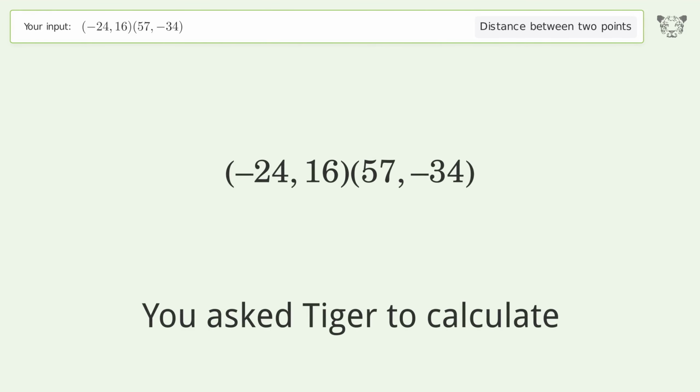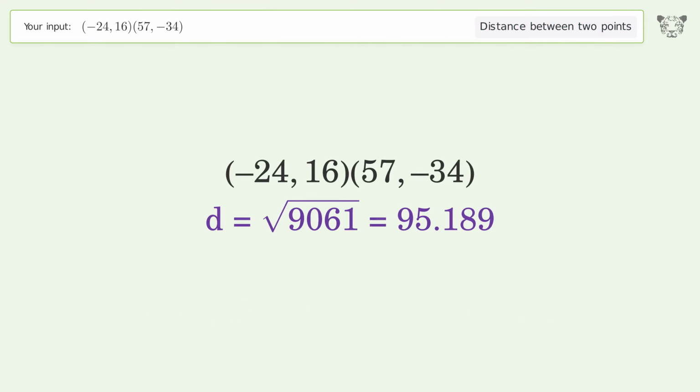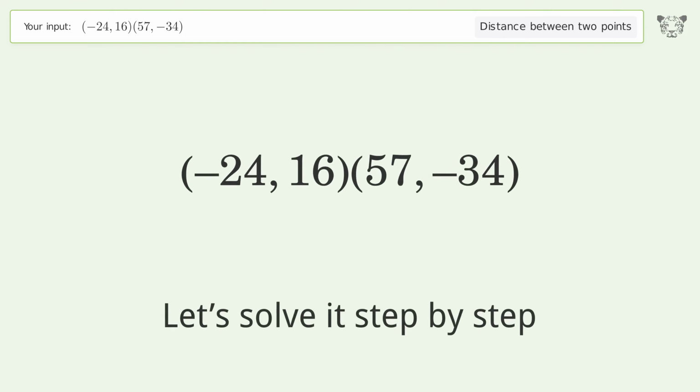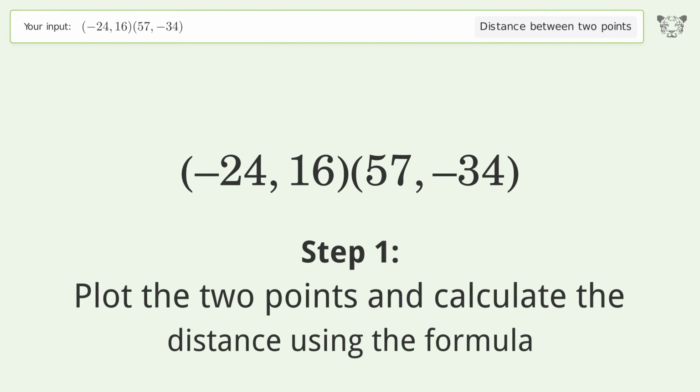You ask Tiger to calculate. This deals with the distance between 2 points. The distance between the 2 points is the square root of 9061, or 95.189. Let's solve it step by step. Plot the 2 points and calculate the distance using the formula.